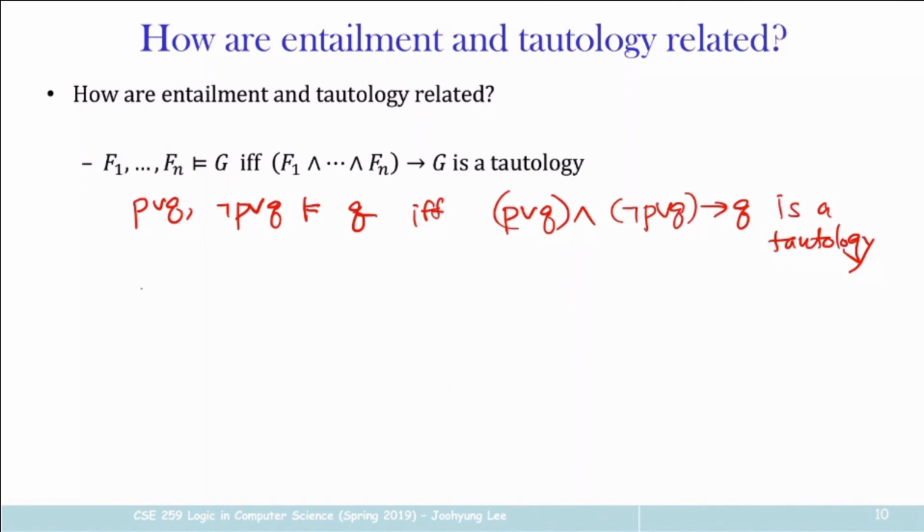So, for instance, if you change the formula on the right-hand side, okay, P or Q, comma, not P or Q, does it entail P? Can you find an interpretation that makes the left-hand side true but not the right-hand side? P is false? P is false, Q is false? P is false, Q is true, okay? That makes the first formula true.